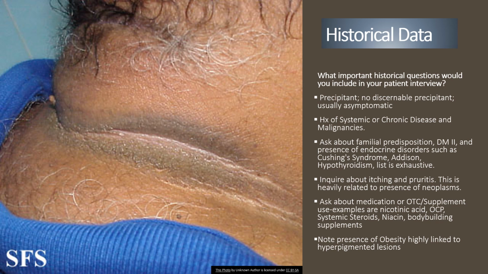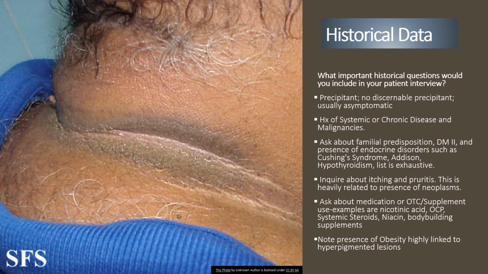It is important to inquire about history of systemic, chronic disease, and malignancies. It is also important to ask about any familial predisposition, presence of diabetes type 2, and presence of endocrine disorders such as Cushing's syndrome, Addison's disease, hypothyroidism. The list is really exhaustive. It is also important to inquire about itching and pruritus. This is heavily related to the presence of neoplasms.